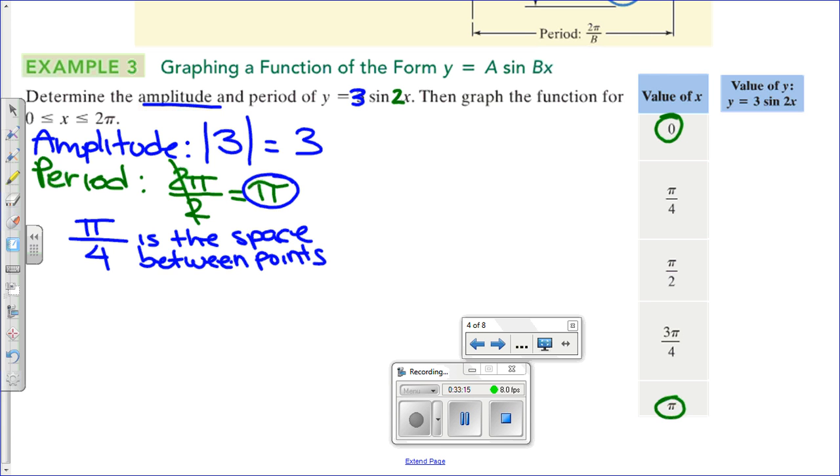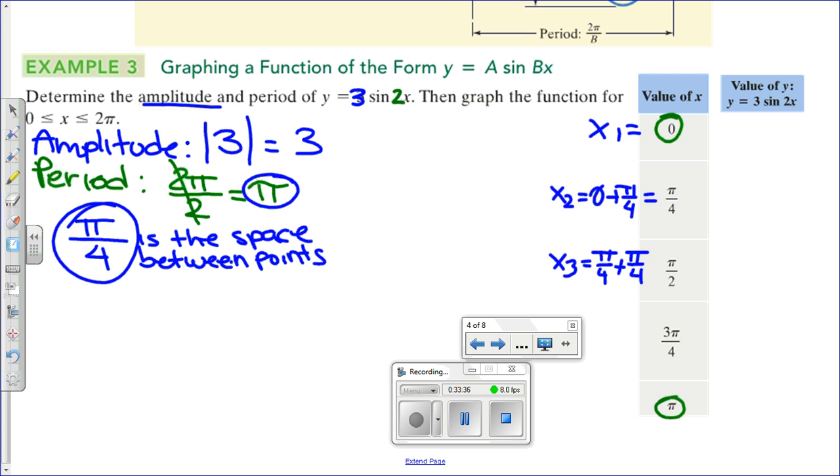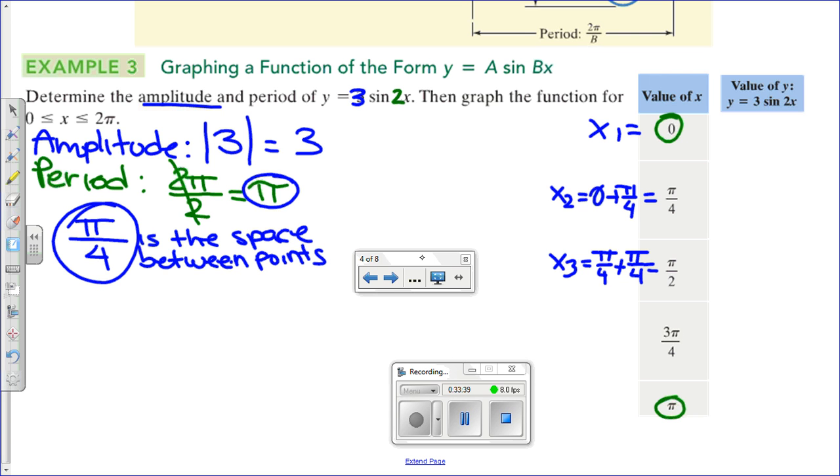So we could do it this way by finding, okay, x1 is just 0, x2 will be 0 plus pi over 4, which is pi over 4. x3 will be pi over 4 plus pi over 4, like we just keep adding pi over 4. That's how you do that. And so you get pi over 2, because pi over 4 plus pi over 4 is 2 pi over 4, which is pi over 2.